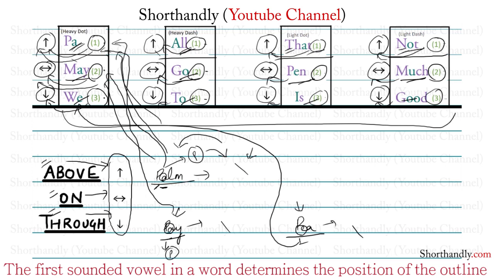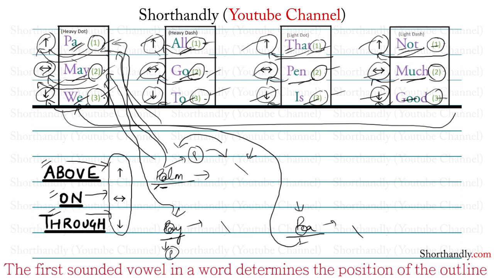All right, so this is not very complicated. It is very simple, because if you carefully look at this chart, it's just above the line, on the line, through the line, above the line, on the line, through the line, and so on. It's very simple, because we have 1 2 3, 1 2 3, 1 2 3, 1 2 3. So you just have to remember, first place vowel equals above the line, second place vowel equals on the line, and third place vowel equals through the line. Or you can simply say 1 equals above, 2 equals on, or 3 equals through. Alright, so that's how we make the first outline for any word.